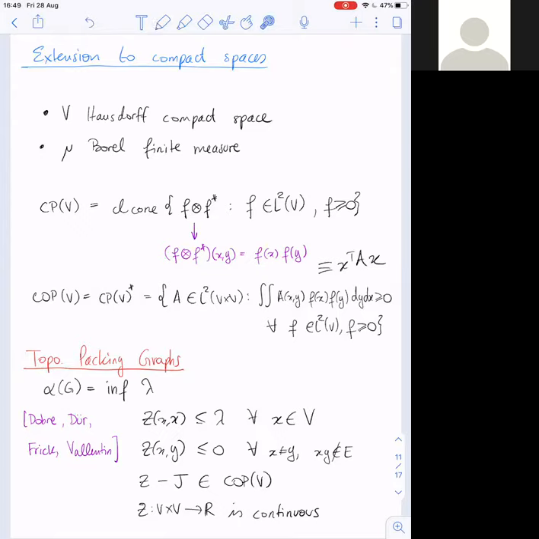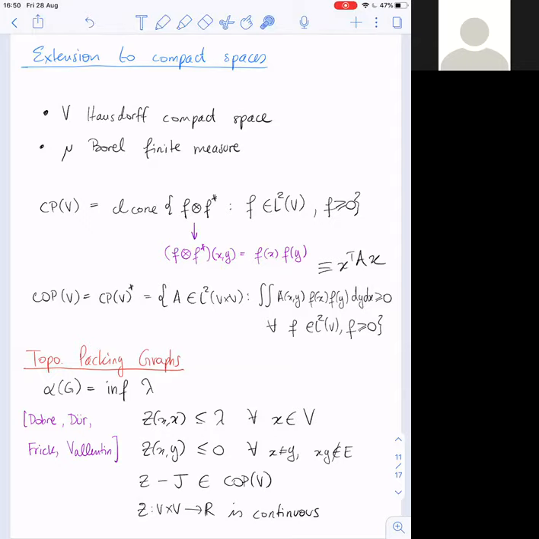Okay. So for a topological packing graph, Dobre, Dürr, Frick, and Valentin managed to show that this extension of the Lovász theta number gives you exactly the independence number of the topological packing graph. So in particular, we have an exact formulation for the independence number, for the size of a spherical code, and it's as follows.